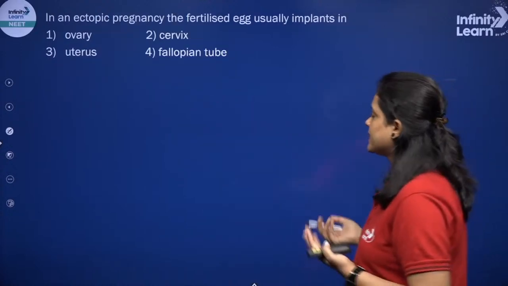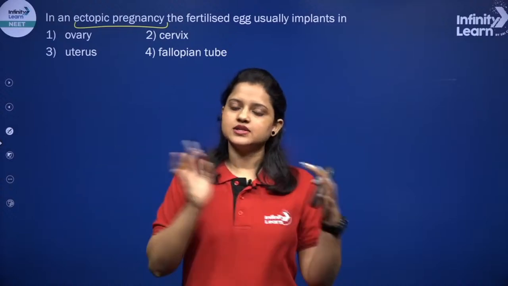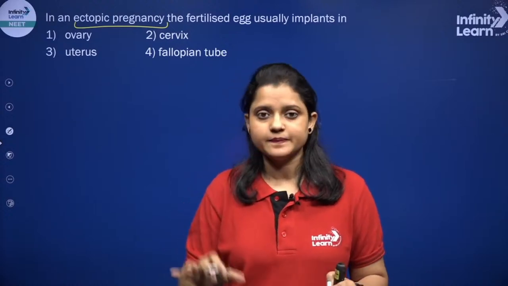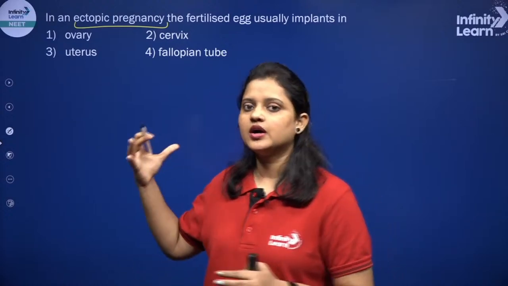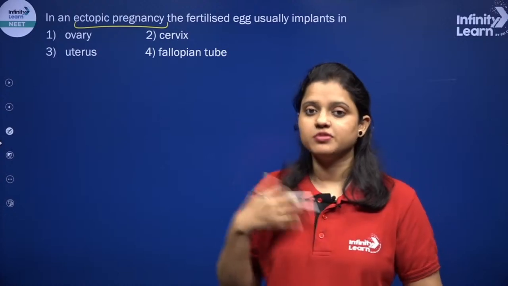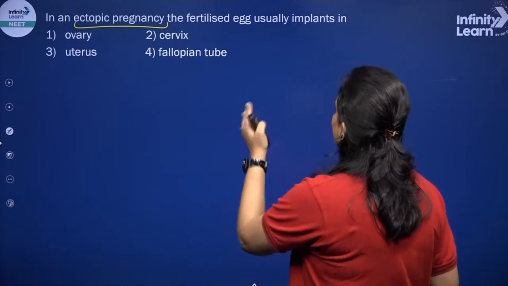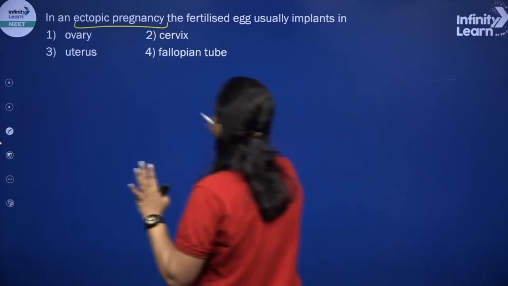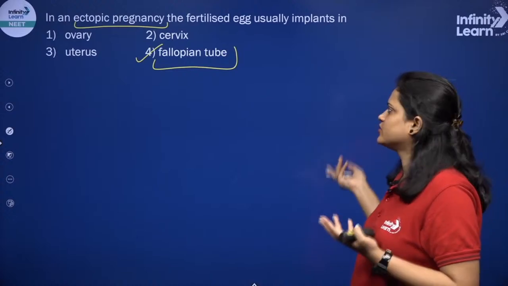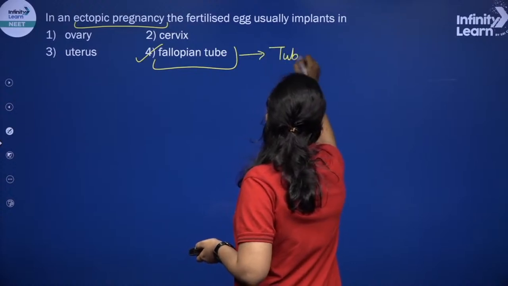Next question, in an ectopic pregnancy, what is ectopic pregnancy? When there is implantation at any site other than the uterus. It could be in the ovary, the fallopian tube, or the cervix. Implantation in the fallopian tube, which is known as tubal pregnancy, is the most common type of ectopic pregnancy, right? And it could be fatal as well, as it could lead to rupturing of the fallopian tube. So in an ectopic pregnancy, the fertilized egg usually implants in the fallopian tube. Normally it will implant in the uterus, and it could also implant in the cervix or ovary, but usually it will implant in the fallopian tube, which is known as tubal pregnancy.